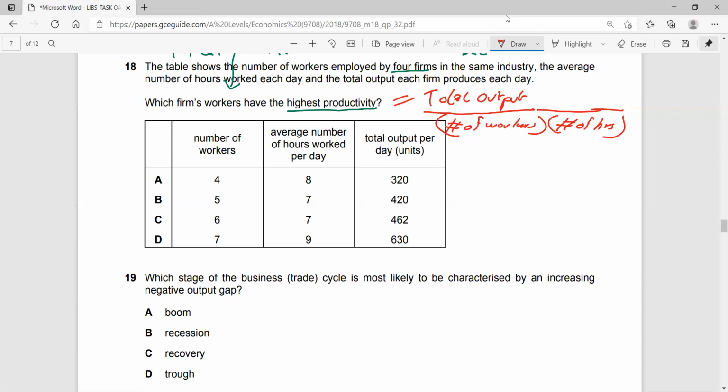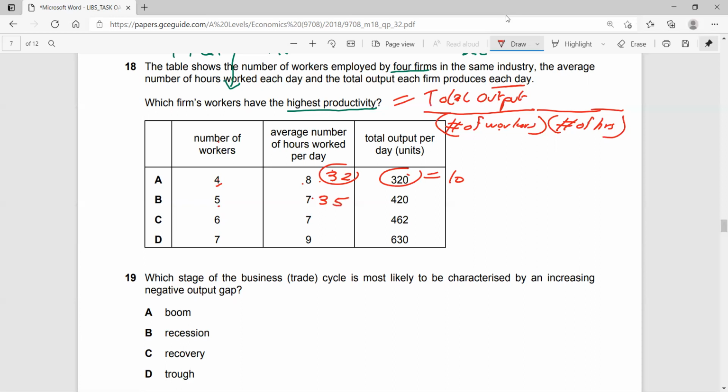So just use the formula to pop all of these things in. Let me do it for a few options. The number of workers is 4, average number of hours worked per day, and we're all talking about just 1 day, so we don't have to worry about the number of days. Average number of hours worked per day is 8. So 4 workers working an average of 8 hours means there's 32, like if I multiply for the denominator, and then total output goes in the numerator. So 320 divided by 32, that's 10. 5 into 7 is what?